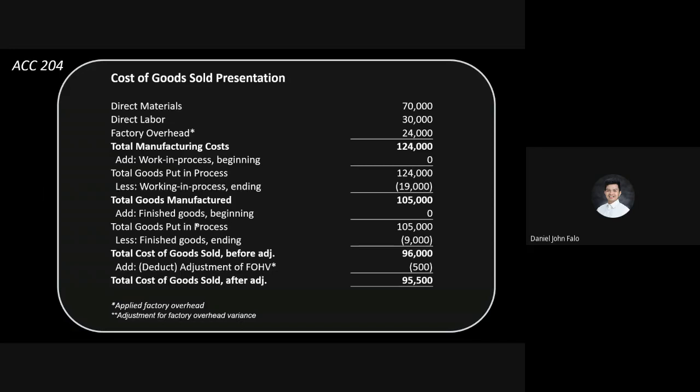So, you can remember this format in computing the cost of goods sold because this is the format used in manufacturing concerns. I think that's all for the discussion of exercise number 3. I hope you learned a lot from the exercises, and then we are going to discuss more about accounting for materials. So, okay, that's all. Thank you.